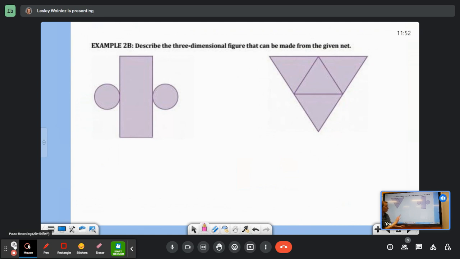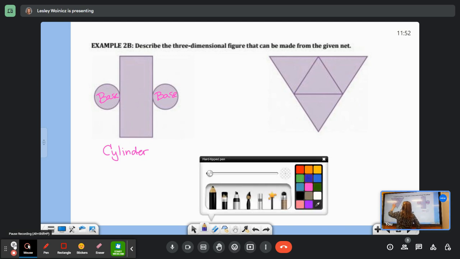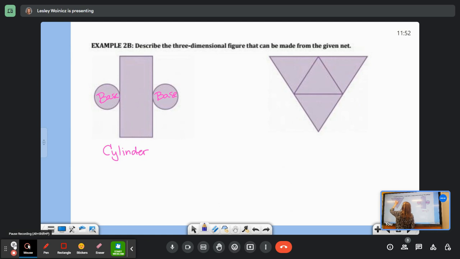Okay, now, this also has a base that is a circle, but it's got 2 of them. Cylinder. Yeah. How many L's in cylinder, guys? I don't know. It's hard to tell. Is it just one? All right, what about this one? Yeah, it's only one. Okay, one base. Cylinder.